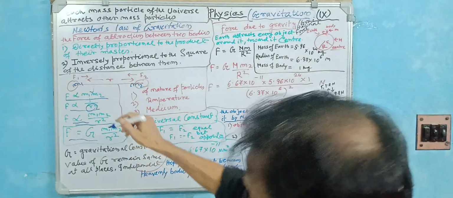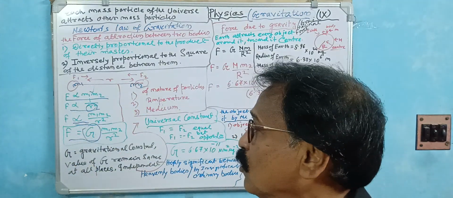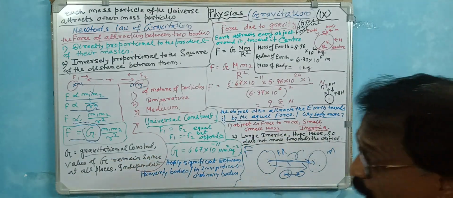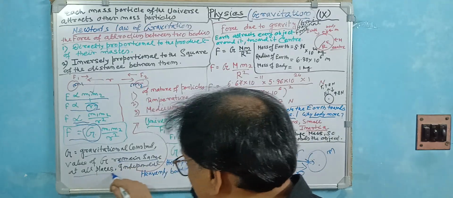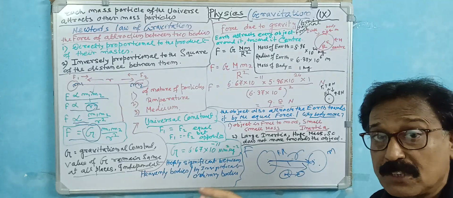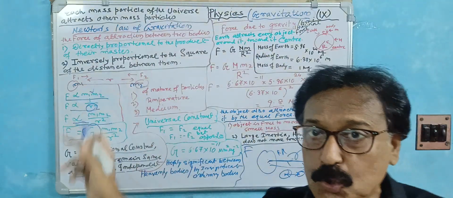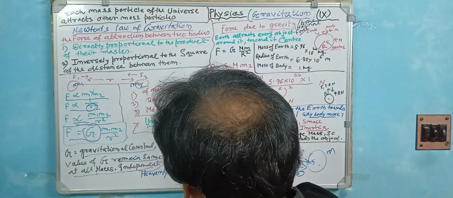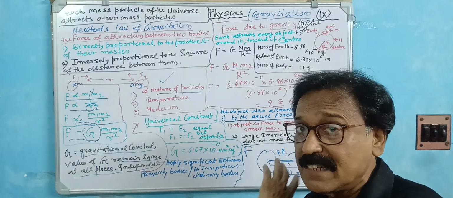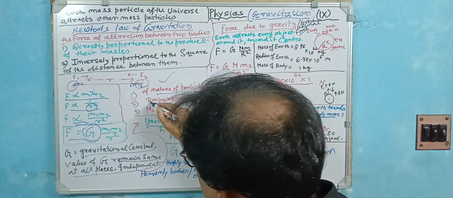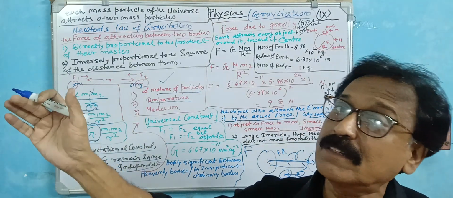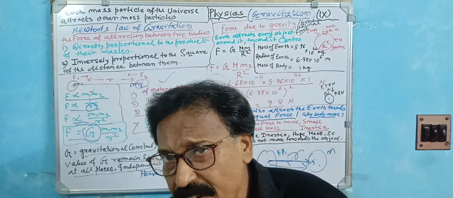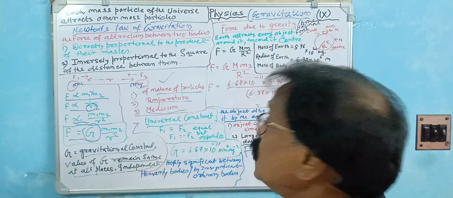Now the gravitational constant G is calculated here. So F is equal to G m1 m2 by r square. This G is called the gravitational constant. The value of G remains the same at all places. For that reason, for the total universe, G is constant. It is independent of the nature of the particles. Whatever the particle is, G is always constant. If the temperature is different, G is not different. G is always constant, and also independent of the medium. So for that reason it is called the universal constant.